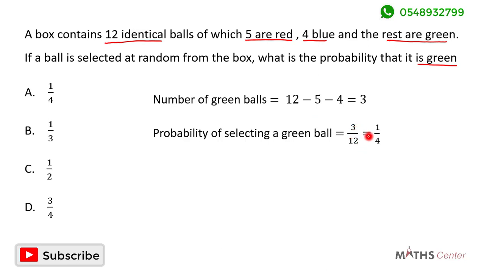3 divided by 12 will give us 1 divided by 4. So the probability of selecting a green ball at random from the box is 1 divided by 4. When we look through the options we have, we can see that the correct option is A.